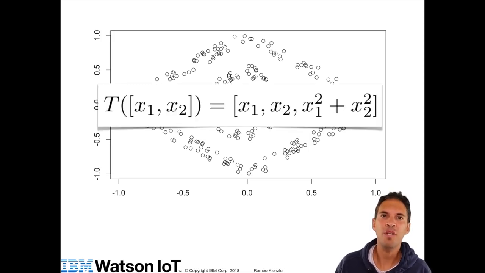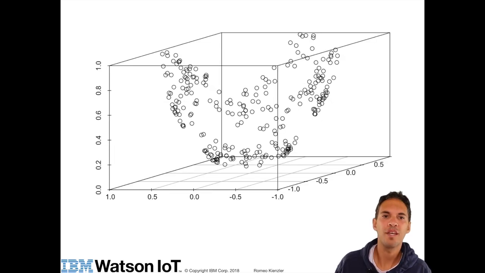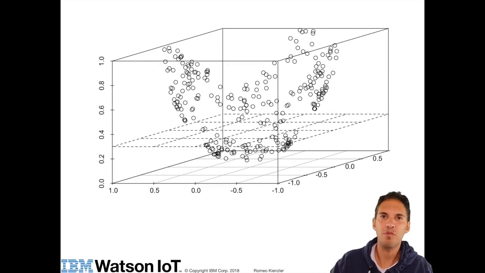So we take x1 and x2, and as output, we output x1 and x2, but in addition, the third dimension is now x1 squared plus x2 squared. So this looks like the following. So we are basically pumping up the points in the outer circle. And now we can draw a hyperplane between those points, and we have a separation.